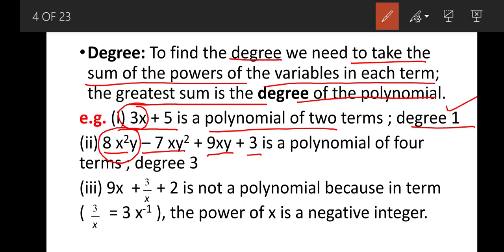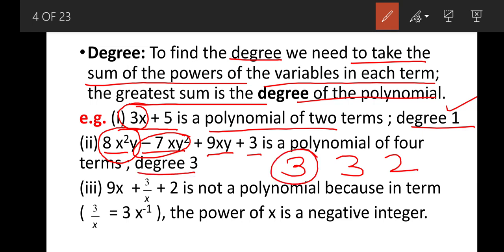Now we need to find the degree of this polynomial. First of all, in the very first term, that is 8x square y, what is the total of the powers of x and y? It is 3. Now, if I talk about the second term, that is minus 7xy square, what is the total of powers of x and y? It is again 3. Coming to the third term, that is 9xy, what are the powers of both x and y? That is 1 and 1. So the total is 2. And which is the greatest number out of these 3? So 3 is the greatest number and the degree of this polynomial is 3.